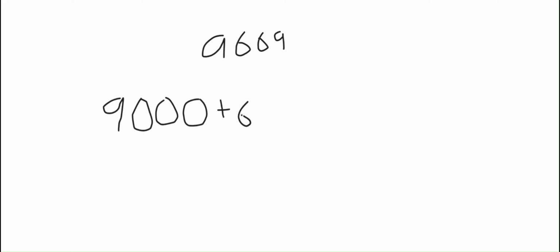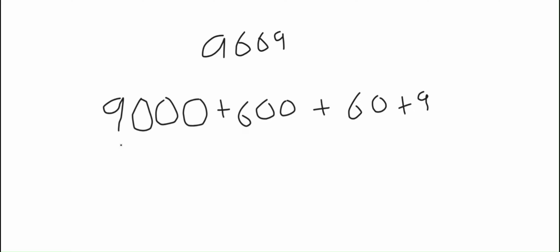So we can write this number as 9000 plus 600 plus 60 plus 9. If we add these four numbers, then we get this number. So we have just split it across these values.